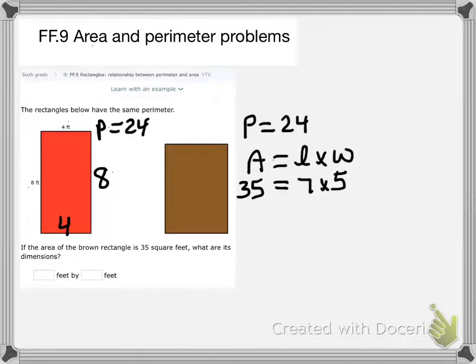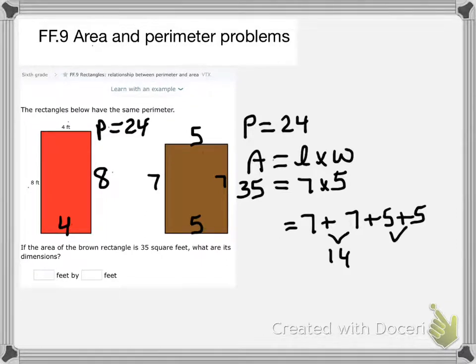So now I just want to double check, will 7 plus 7 plus 5 plus 5 add up to 24? Because we're saying these two sides are 7 and the top and bottom are 5. So 7 plus 7 is 14, 5 plus 5 is 10, and yes, that adds up to a perimeter of 24. So we have the dimensions of 7 and 5.